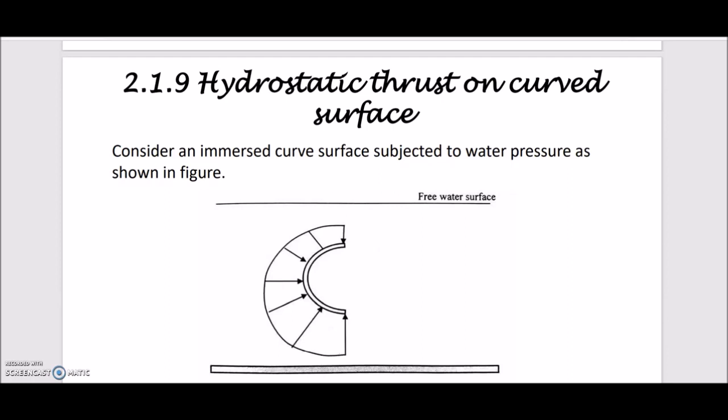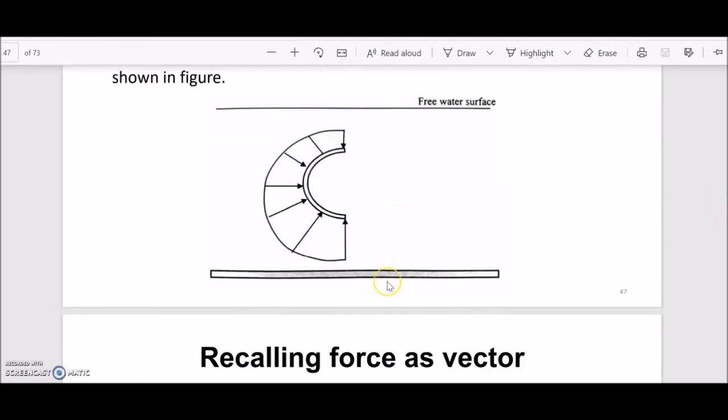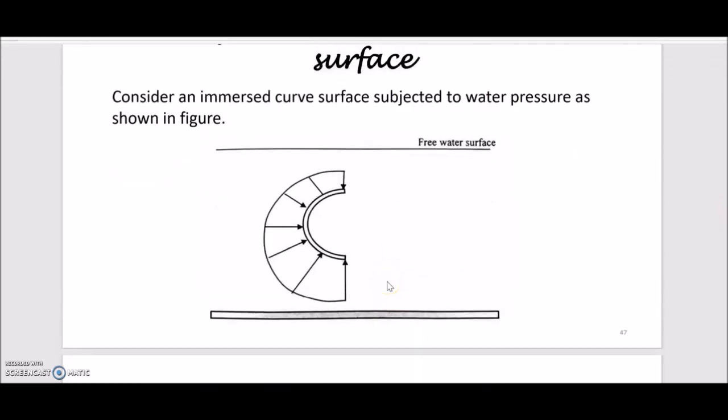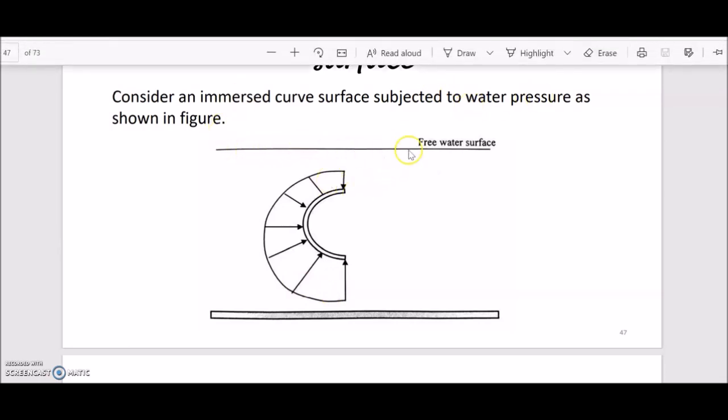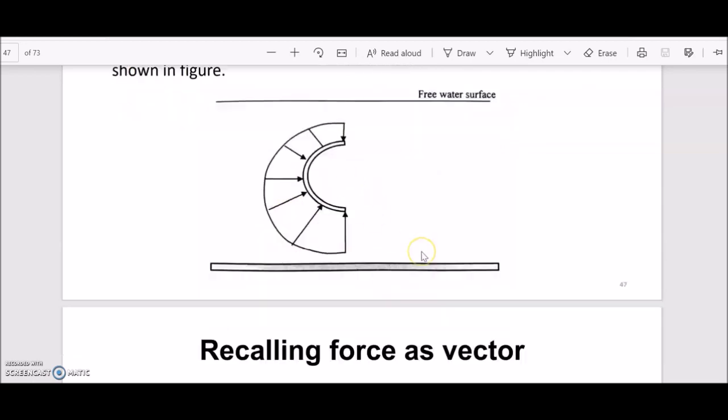Now we look into the hydrostatic thrust on curved surface. Before this, we have learned about force on the plane vertical surface. So let's look into this. Consider an immersed curved surface subject to water pressure. So this is the free water surface, and the curved surface is immersed in the water.